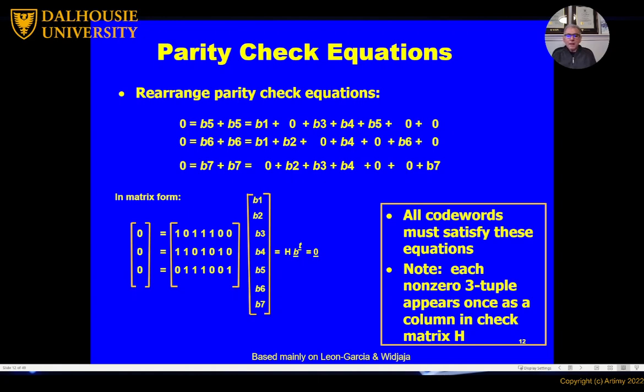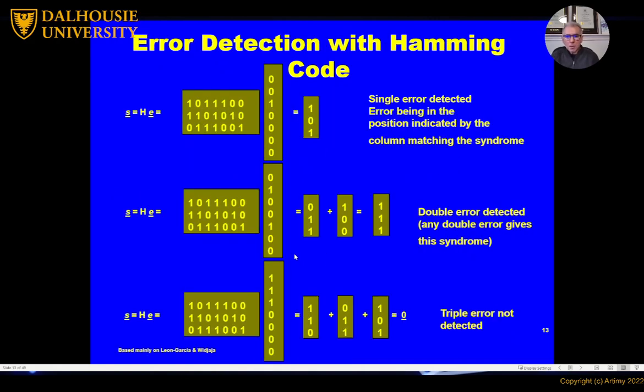Okay, if I receive anything that's not 0, that indicates an error. Easy, right? Okay, so let's take a look at examples where we have errors. And remember, this code helps us do error detection and error correction. So it's not just that it detects errors, it helps us correct the errors.